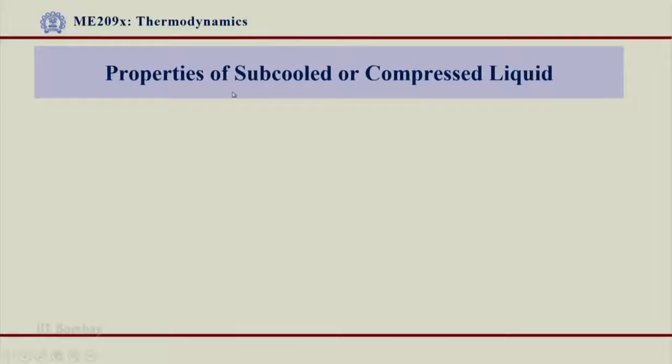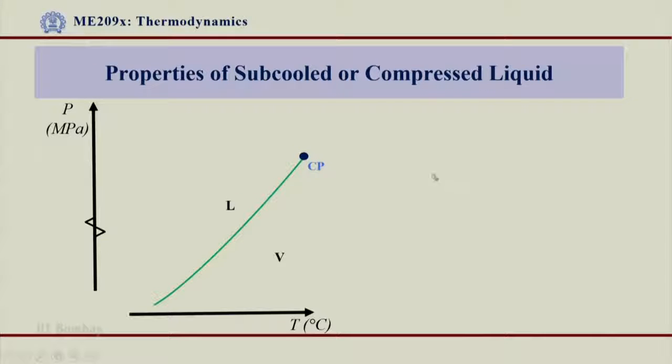So, let us look at properties of subcooled or compressed liquid. This is a very special region which we had referred to in table 3, and let us again try to analyze how to retrieve properties of the subcooled or compressed liquid region. So, this is our PT diagram, pressure on the y axis, temperature on the x axis, and what you see here is the LV line or saturated liquid vapor line, which is drawn from TP to CP, that means triple point to critical point.